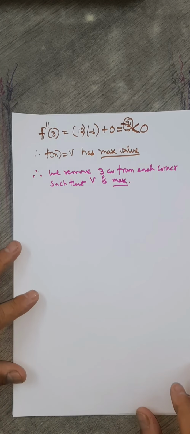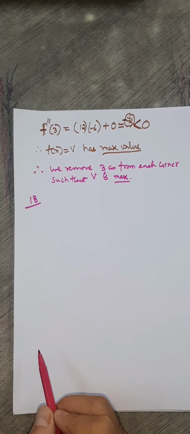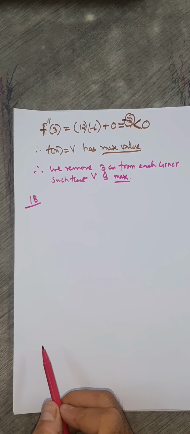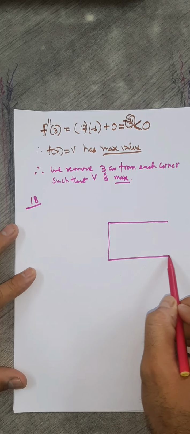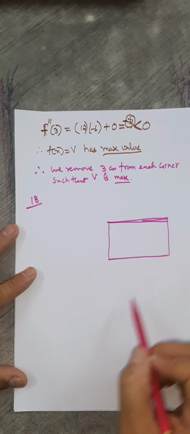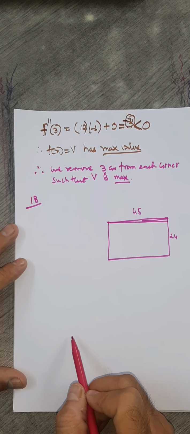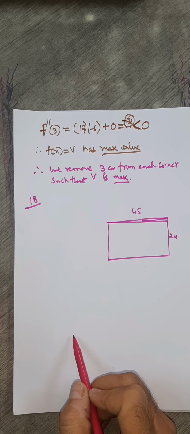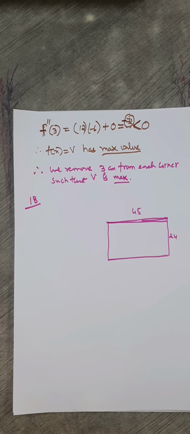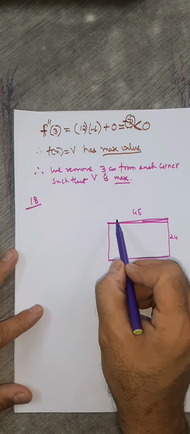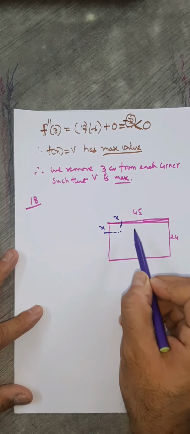Okay. Look at the next question. Question number 18. There instead of a square you have a rectangular portion. So there is a rectangle here. I suppose it's a copy of the previous one only. 45 and 24. This is 45, this is 24. A box you are going to construct without top by cutting off a square from each corner. So from each corner you are going to cut something. So we assume that we are going to cut x centimeter from each corner. So you are going to cut this and you will flap it up.